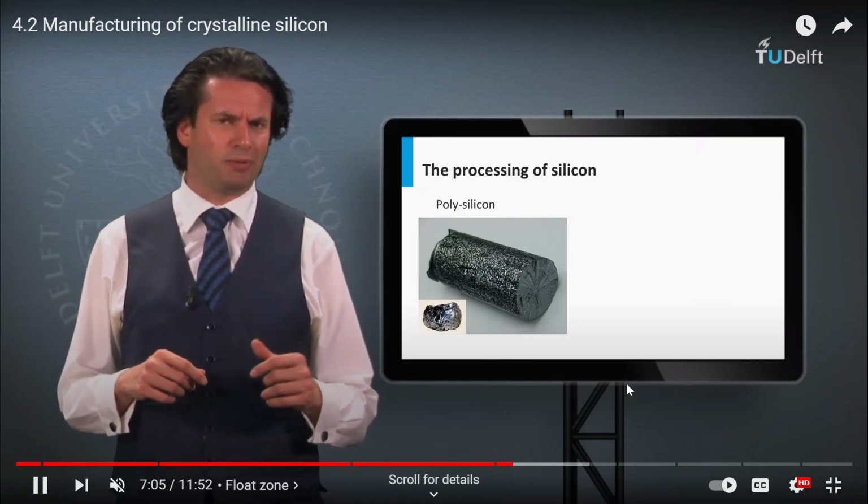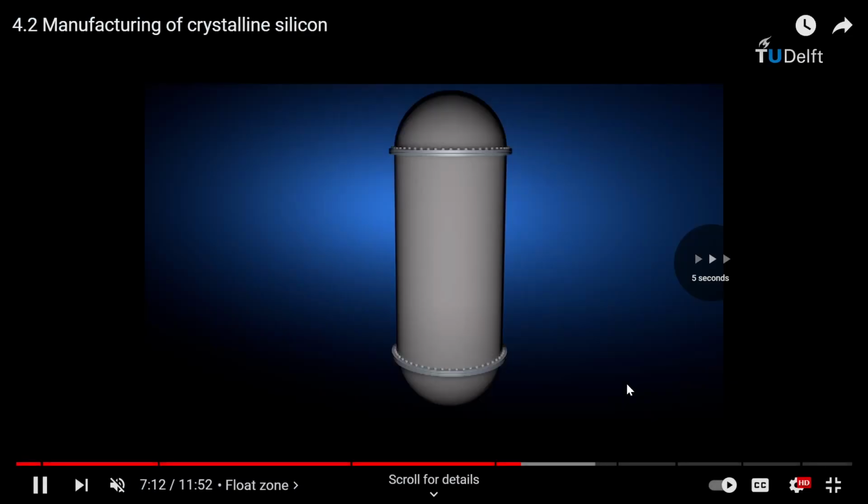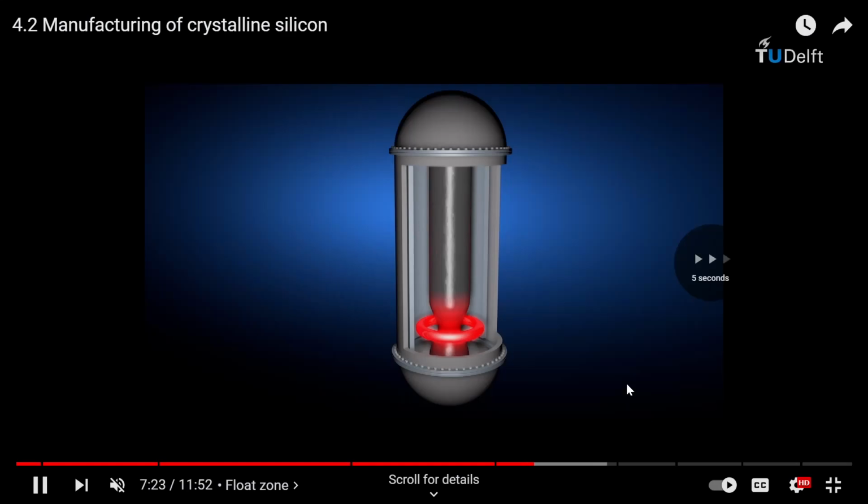Now we need wafers. This is making it more pure, heating and cooling again and again. This is the float zone process.